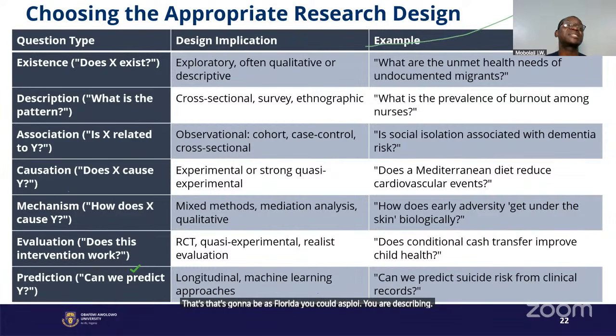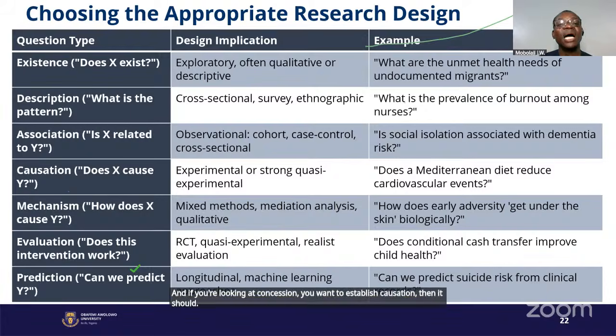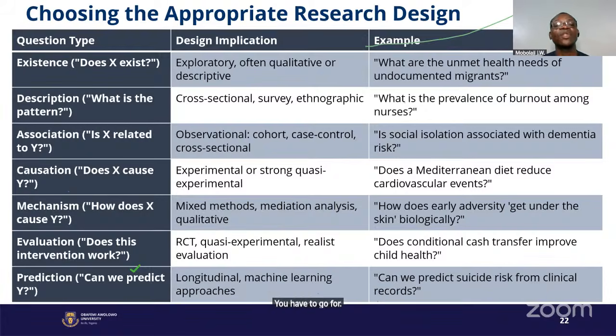And then if it is to know a pattern, you could use cross-sectional, you could use survey, you could use ethnographic. For example, what's the prevalence of burnout among nurses? That's an example. And if your research question is to examine association, you could use observational study like cohort, case control, cross-sectional. And if you want to establish causation, then you have to go for experimental study, or you have a strong quasi-experimental study.